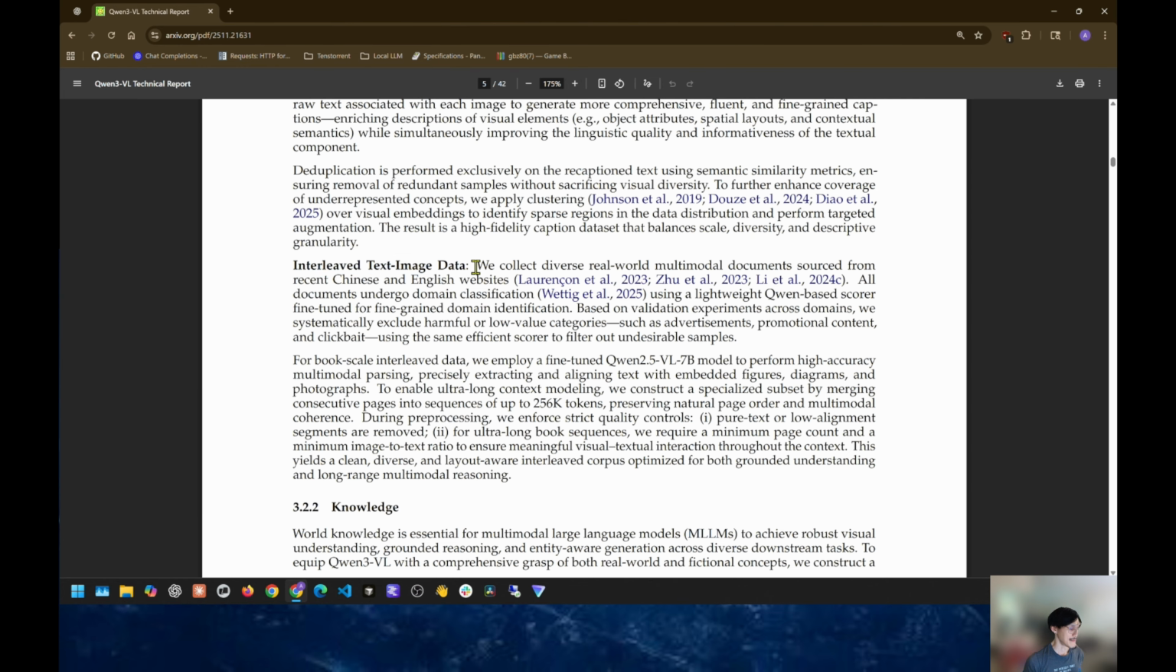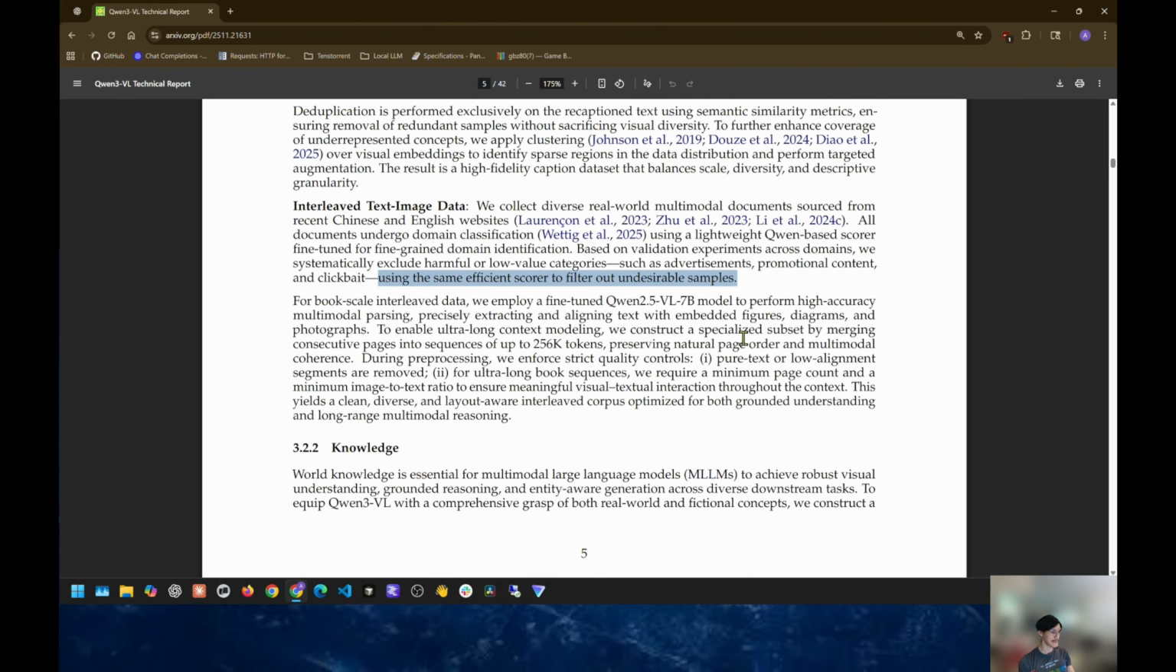Interleaved text-image data. We collect diverse real-world multimodal documents sourced from recent Chinese and English websites. All documents undergo domain classification using a lightweight Qwen-based scorer fine-tuned for fine-grained domain identification. They're training models to not only do captioning, but also to classify a specific domain so that they can organize their data a bit. Based on validation experiments across domains, we systematically exclude harmful or low-value categories such as advertisements, promotional content, and clickbait, using the same efficient scorer to filter out undesirable samples.